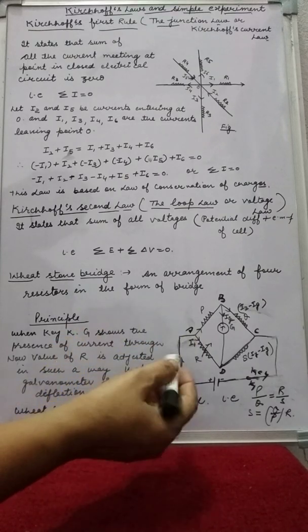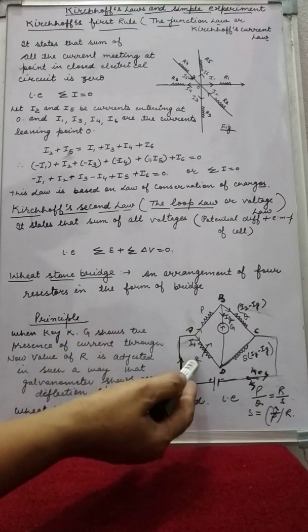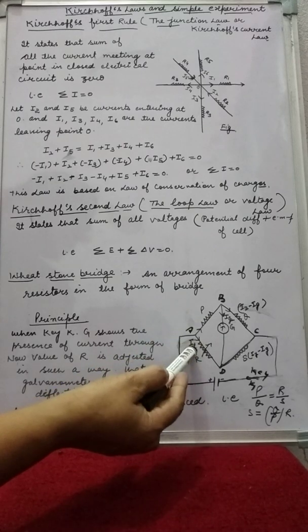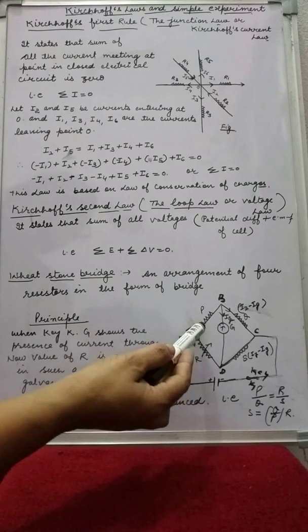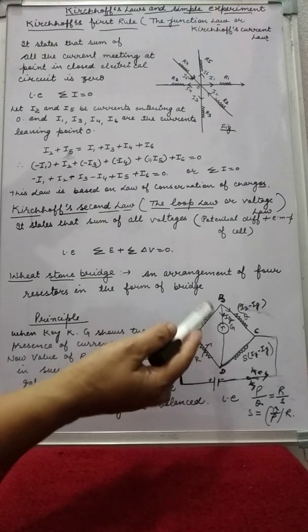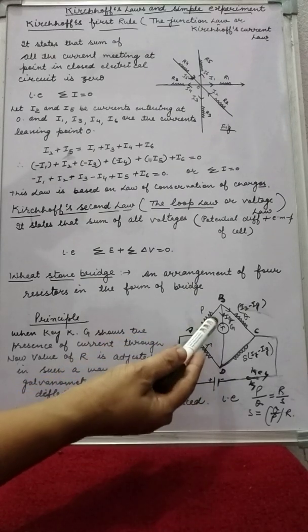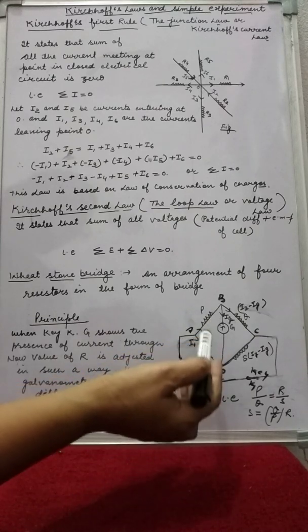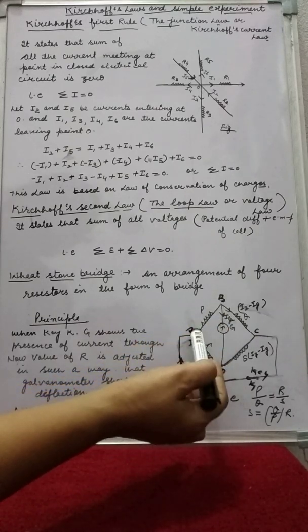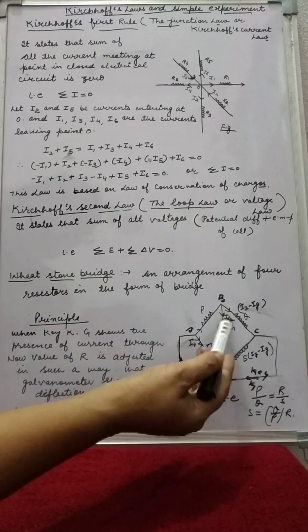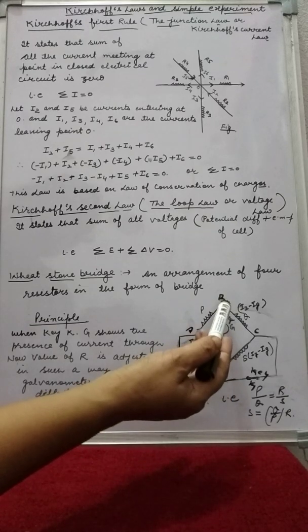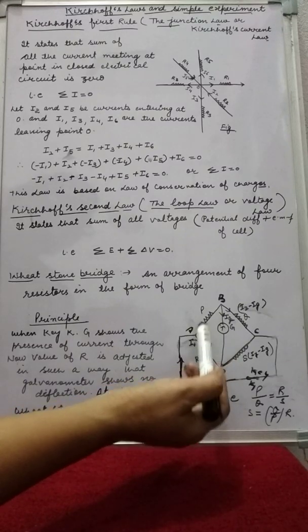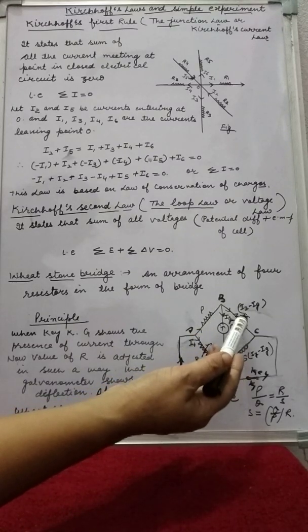Suppose I is the current flowing, and at this point A this current is divided into 2 parts. This current is I1 and here the current is I2. In this arm current I2 will flow and here I1, and here is a galvanometer, so the current flowing through this arm is Ig, and the remaining current will flow through this arm.